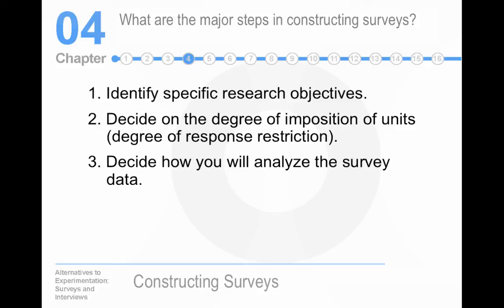Identifying specific research objectives, narrower is always better. So don't try to take on too much. The degree of imposition of units just means, are you going to go with open or closed questions? Are you going to allow people to give long open-ended responses, or are they going to have to choose between just a few alternatives, what's called structured questions? Actually, we're going to talk about that next.